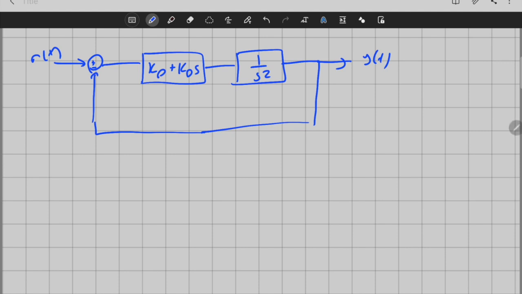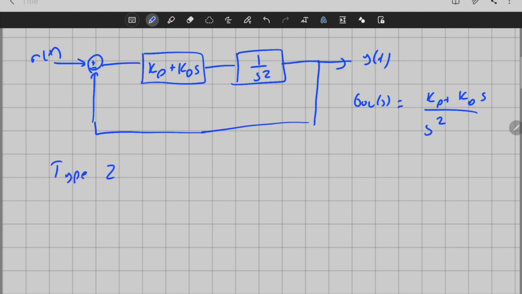So GOLS is equal to simply 1 over S squared times, sorry for that, let's write this. 1 over S squared, KP plus KDS. That's great. So I know that it's a type 2 system.